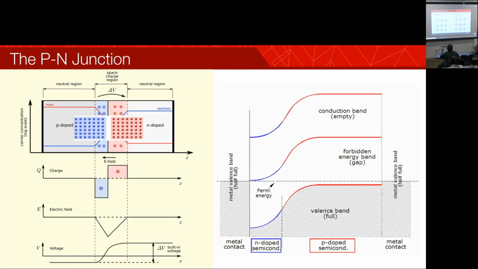So let's look at a silicon crystal where we p-dope one side of it and n-dope the other side of it, although I think these labels should be flipped, because the p-dope should be positive.